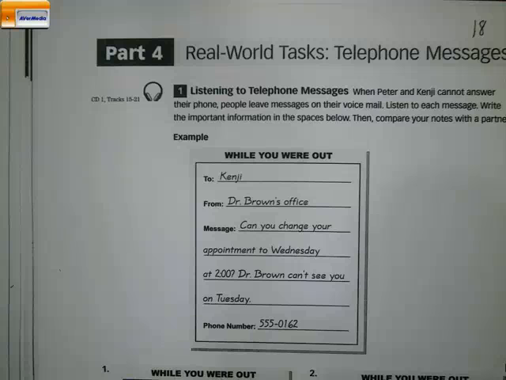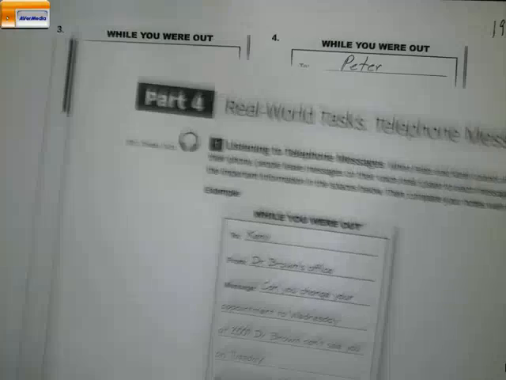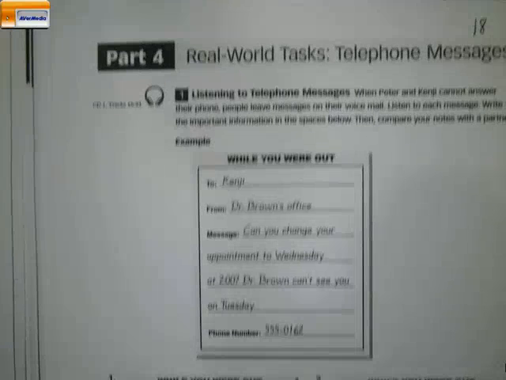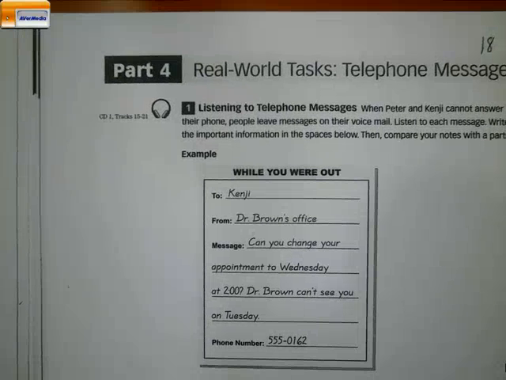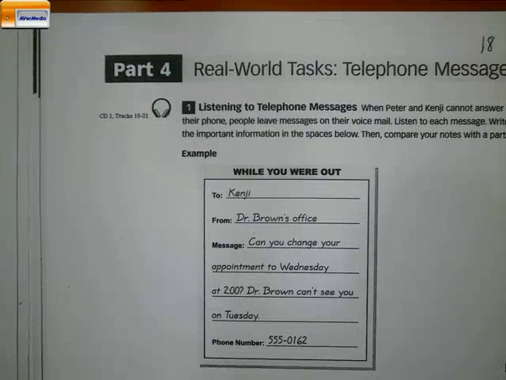You have there in your book, you should have the blank section. If you don't, you can do it on a paper, and then in a moment we'll check what you have done. This is the second message.